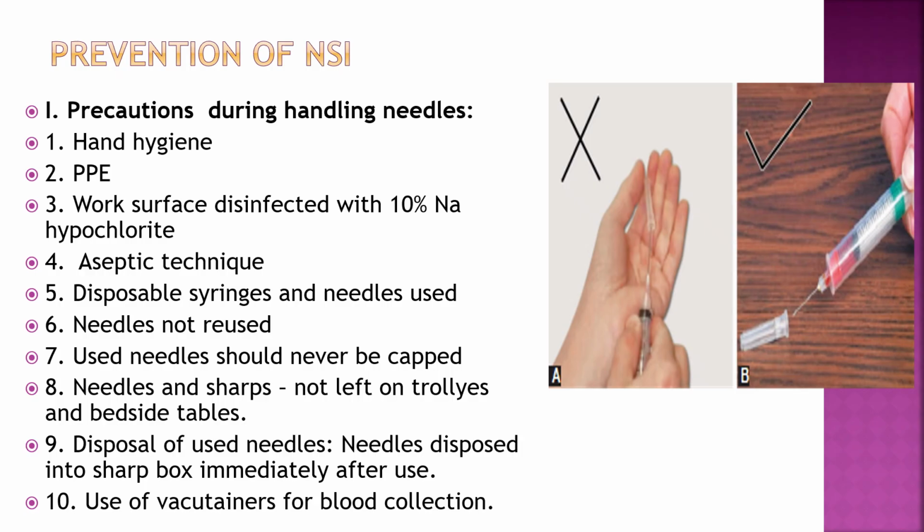Whatever procedure you're doing, that is catheterization, taking sample, giving injection, so there should be aseptic technique, that is the part of the patient is cleaned with the proper disinfectant. Then only you do it. Proper sterile materials should be used, so proper aseptic technique should be there. Then disposable syringes and needles should be used. So reuse of the syringes and needles is not advised.